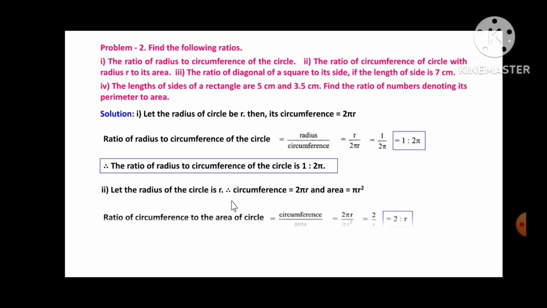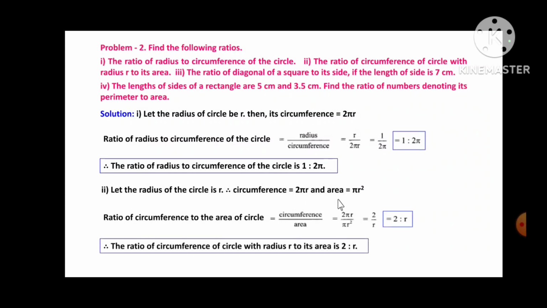Let the radius of the circle be r, therefore circumference is 2πr and the area will be πr². Now the ratio of the circumference to area of the circle is circumference upon area. Circumference is 2πr, area is πr². Here r and π get cancelled, you will get 2 upon r, which will be 2:r. Therefore the ratio of circumference of the circle with radius r to its area is 2:r.